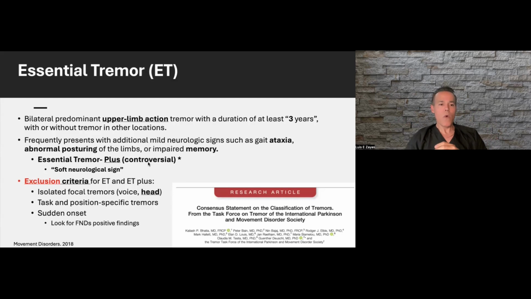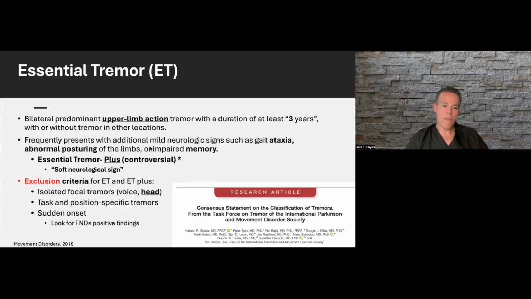So this is when we call essential tremor plus, which means the tremor plus something else, but not enough to call it something else. You just put the plus. So that's why it's so controversial.